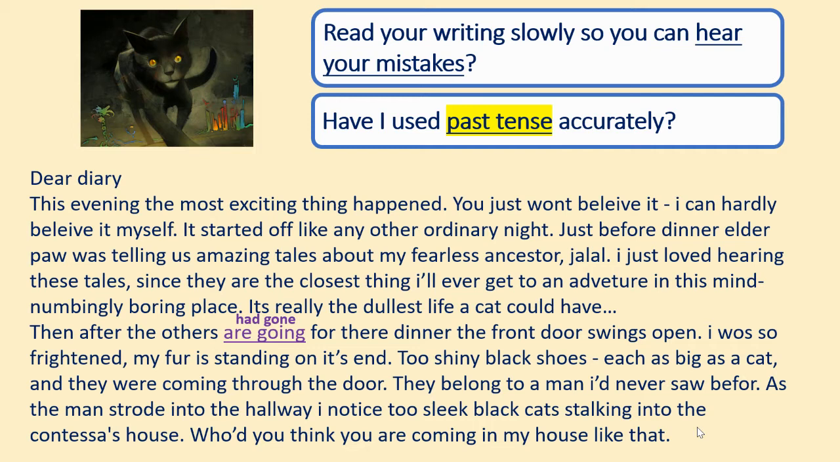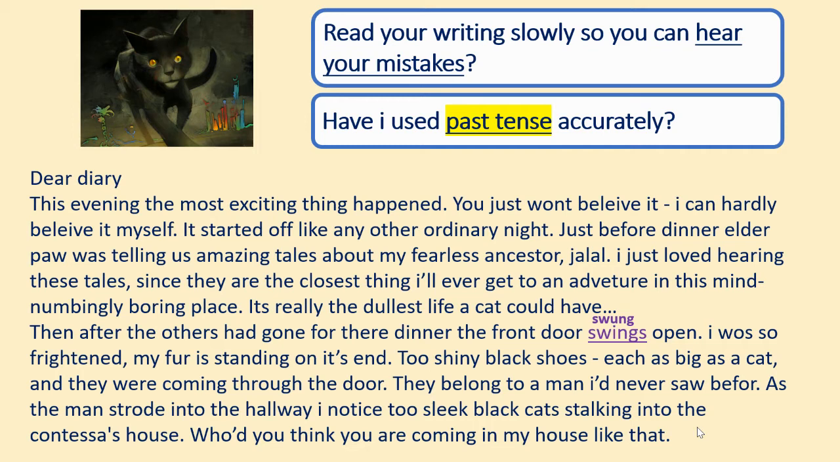Then after the others had gone for their dinner, the front door swings open. Swings open? That sounds like present tense. What should that be? Tell me. It shouldn't be swings open, but it should be swung open. There we go. So that's an irregular verb because it changes from swing to swung. It swung open. Good. Let's keep going.